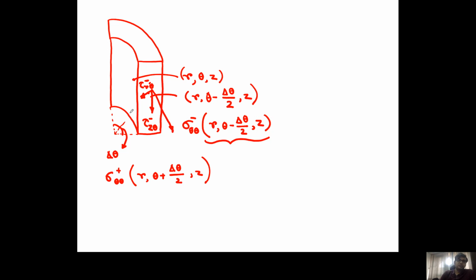So from here, this is delta theta by 2, and this is also delta theta by 2. And similarly, we will have tau r theta plus and tau z theta plus. So these are the different stress components or traction components, because components of traction is known as stress. So these are the different traction components or stresses acting on the two theta planes.